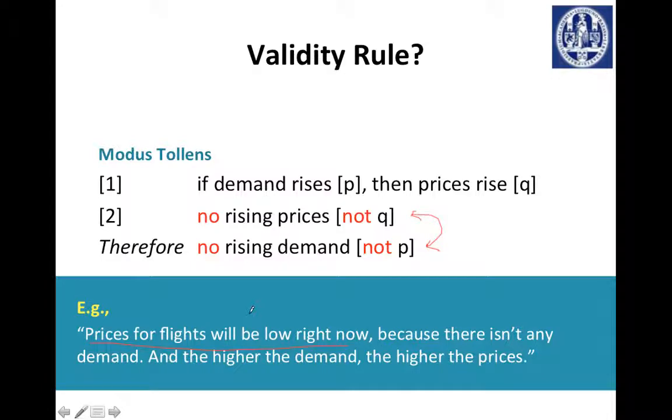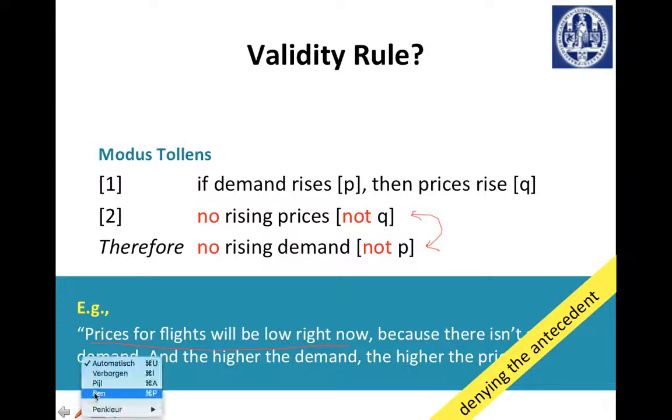So we don't follow the modus tollens, we do not have a valid reasoning scheme. This is called denying the antecedent. And the antecedent here is always the thing that comes before the comma. Sorry about that, I said it incorrectly. So this is the antecedent, I'll call it A, antecedent.